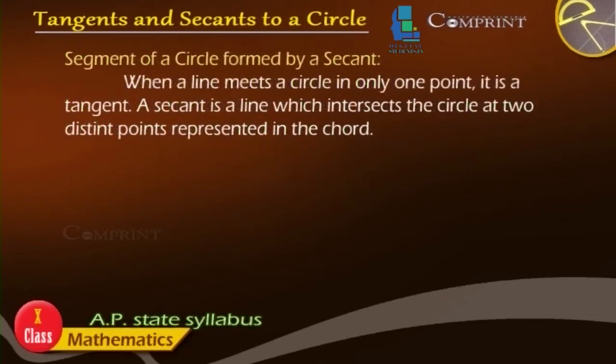Segment of a circle formed by a secant. When a line meets a circle in only one point, it is a tangent. A secant is a line which intersects the circle at two distinct points, represented in the chord.